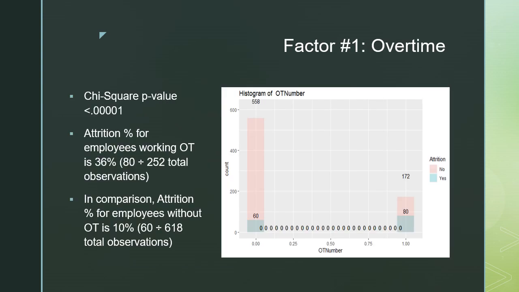So factor number one, overtime. It had a chi-square p-value of less than 0.00001. So the attrition percentage for employees working overtime is about 36%. And that's 80 divided by the 252 total observations within column 1, which is on the far right. In comparison, within the far left, within column 0, or no overtime, there was only 10%. So there was actually a threefold increase for those with overtime with respect to not having overtime.